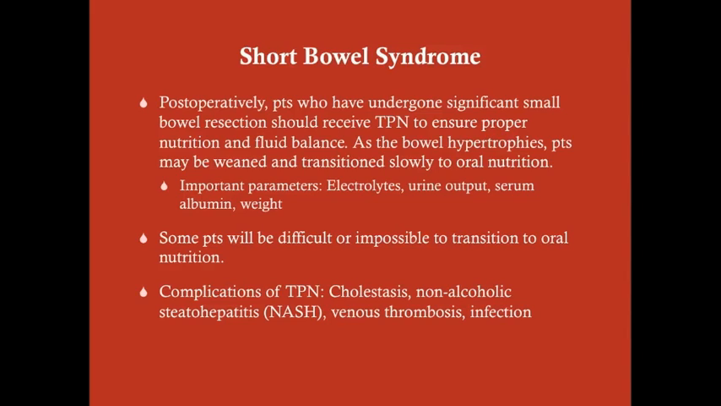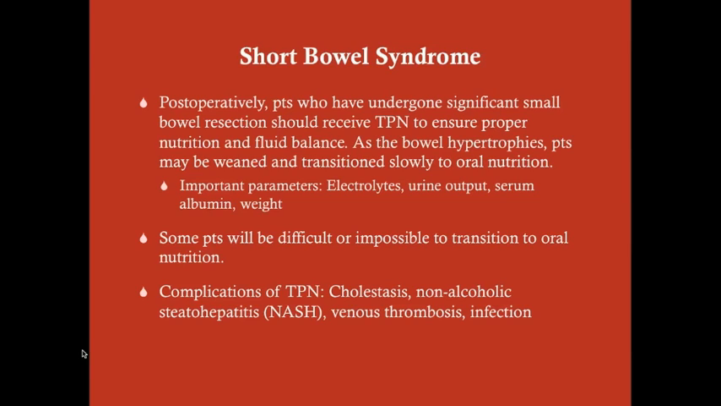Important parameters you need to look for here, or really in any case where you've got small bowel resection, are electrolytes and urine output. That just demonstrates the electrolyte metabolism and the fluid balance. And serum albumin, which is a great indicator of the patient's nutrition status, and then weight. Some patients will find it difficult or impossible to transition to oral nutrition, and these patients usually have a pretty bad outcome.